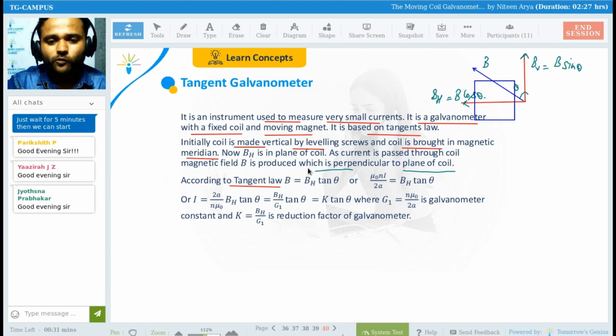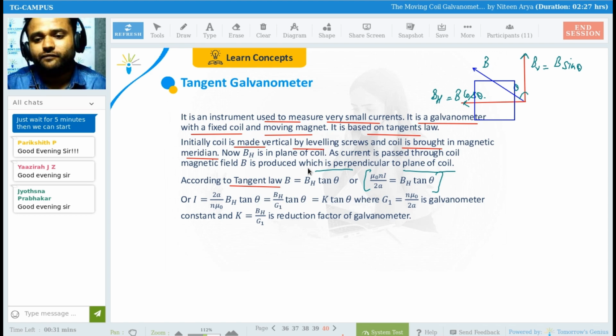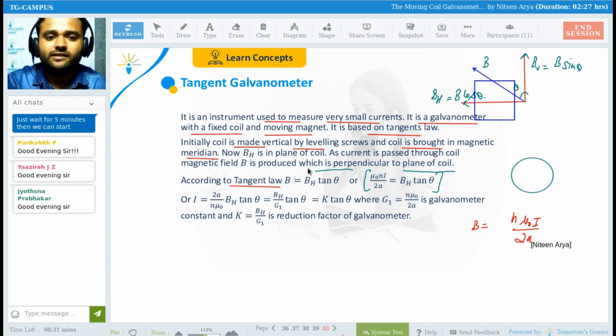Okay. So moving ahead, B equals BH tan theta, or mu naught Ni upon 2A equals BH tan theta. Magnetic field due to a coil, where mu naught is permeability and n is number of turns, or for any particular circular thing we have a magnetic field for n number of turns. B equals n mu naught I upon 2A, where A is the radius. Okay, this is your A.